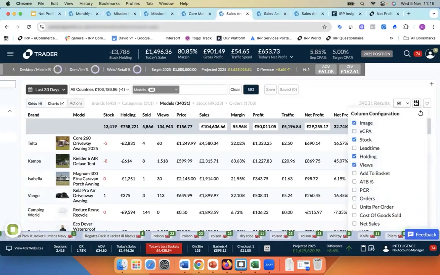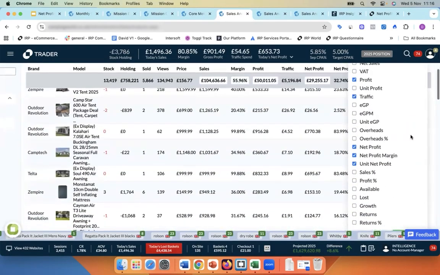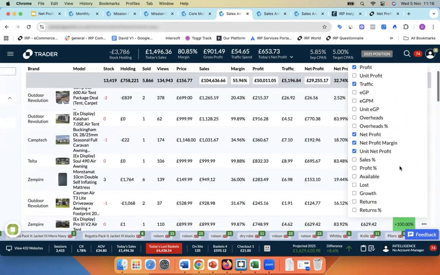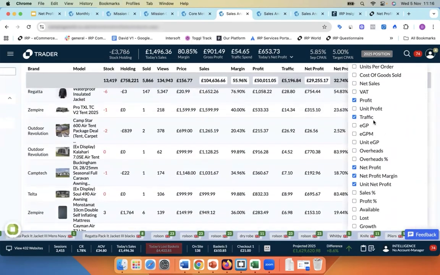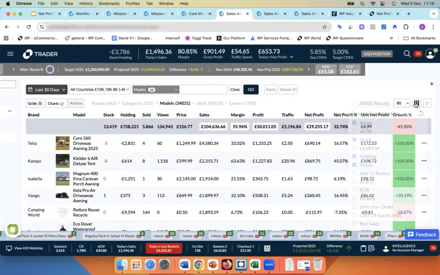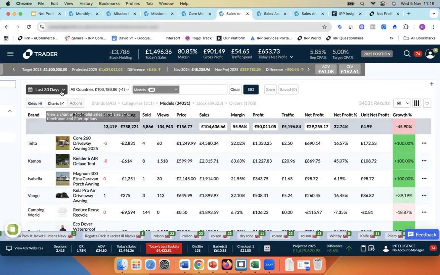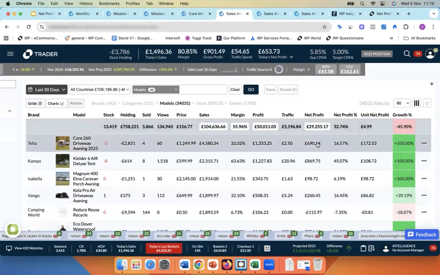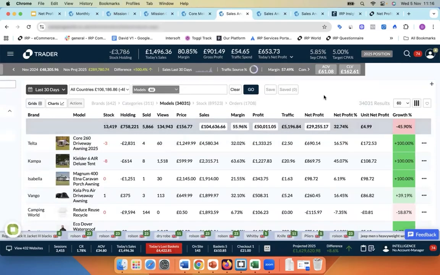And you'll be able to use the column configuration to enable net profit margin, unit net profit. And again, we always do recommend when you're looking at these, keep that traffic column on there, because the traffic spend is one of the biggest variables. You can then order this grid by net profit. So again, looking at any date period, whether it's the last 7 days, yesterday or last month, you can determine very, very quickly which products are driving the most net profit for your business.